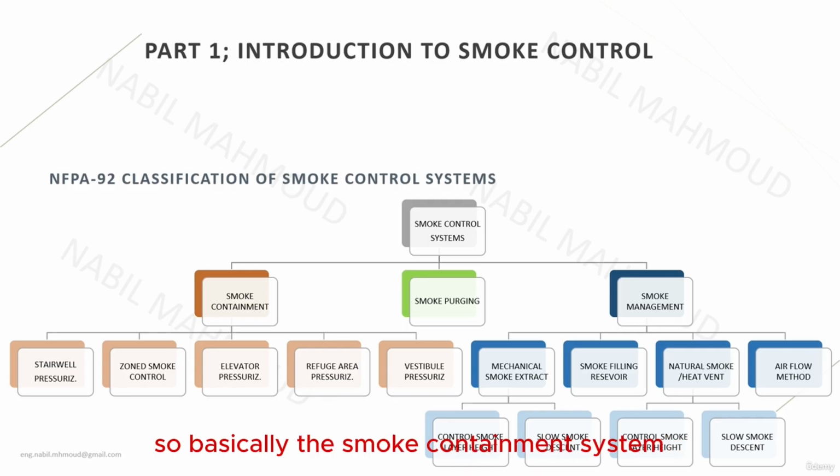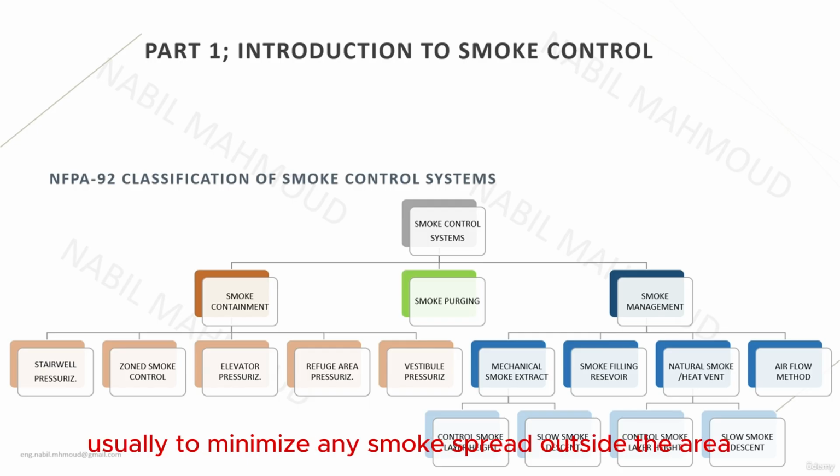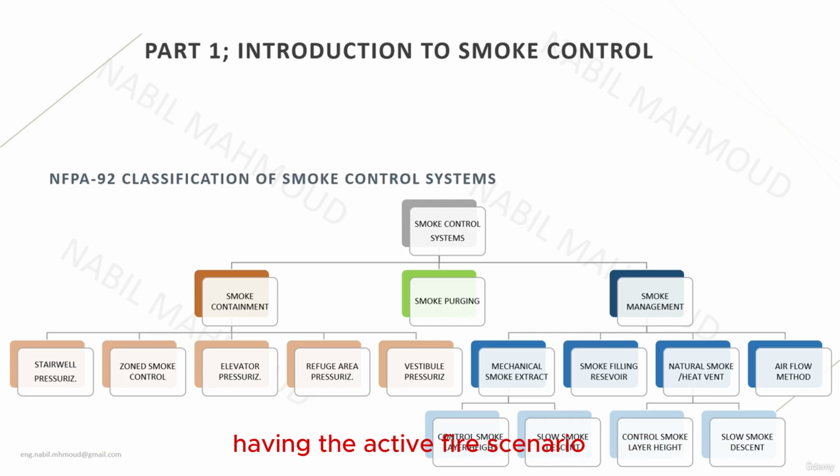So basically, the smoke containment system, which is referred to by the orange color on the left side of the screen, is achieved by creating a pressure difference, and the pressure difference is usually responsible for minimizing any smoke spread outside the area having the active fire scenario.